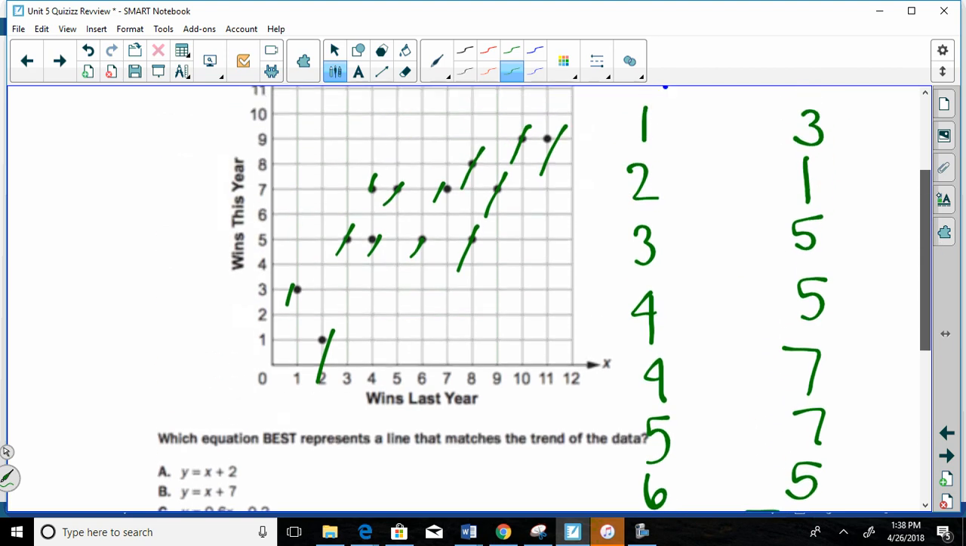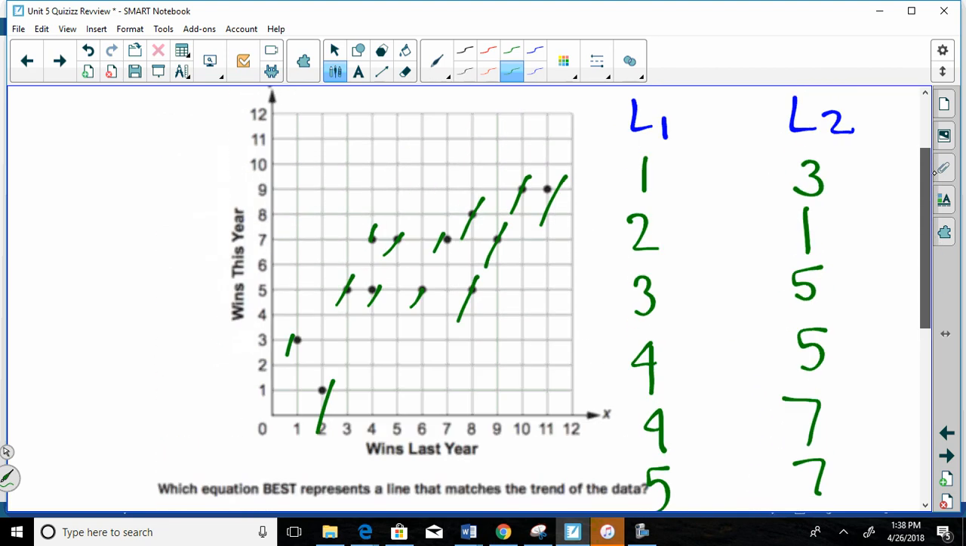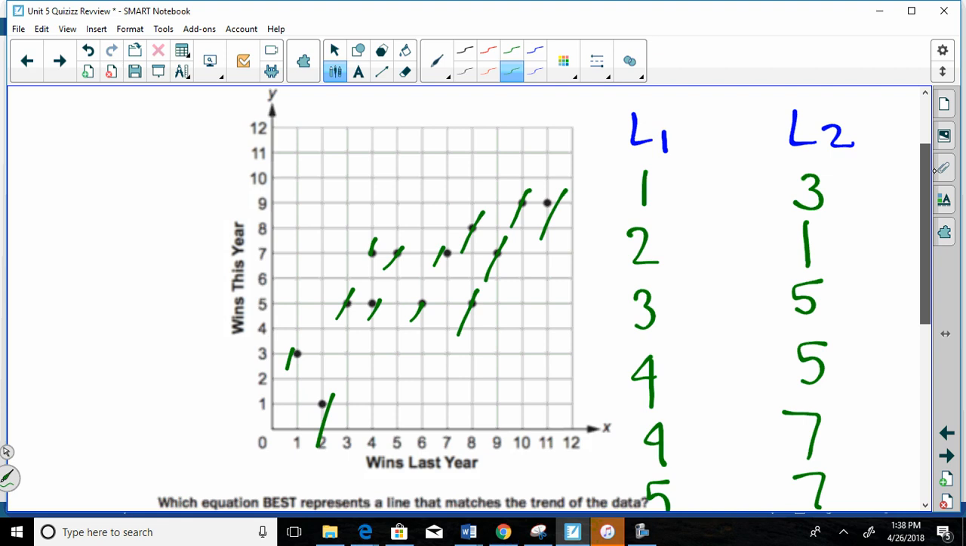Make sure they're all in order, though. So then you go to stat, calc, and then you go to linear regression.